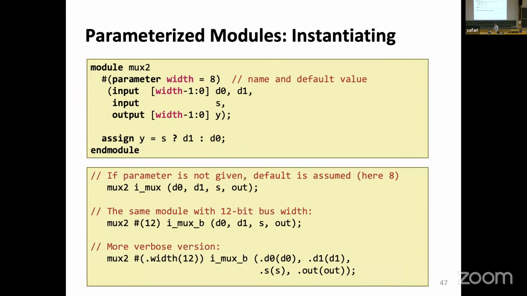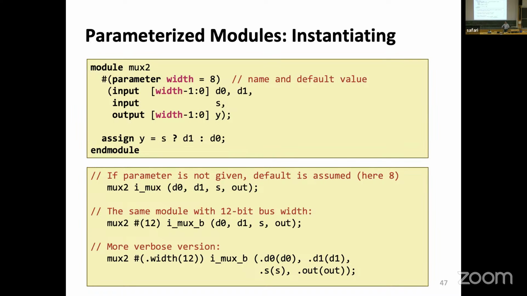And how do we instantiate it? Well, here is my mux parameter with width 8. That's the default. If I don't give a parameter, the default is assumed. In our case, at the very top, when I describe the module, I had the default 8. If I don't write anything, it will assume it's 8. Notice how evil Verilog is.